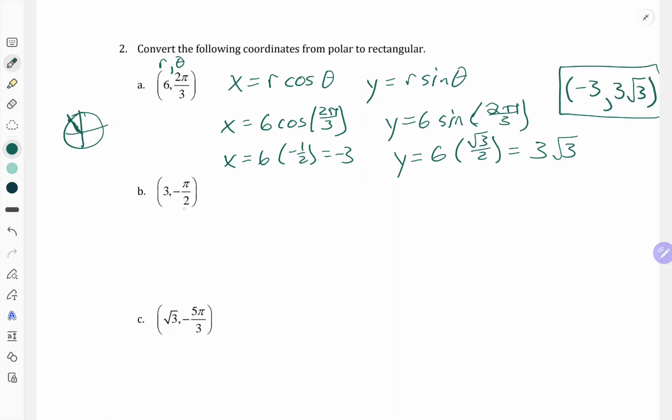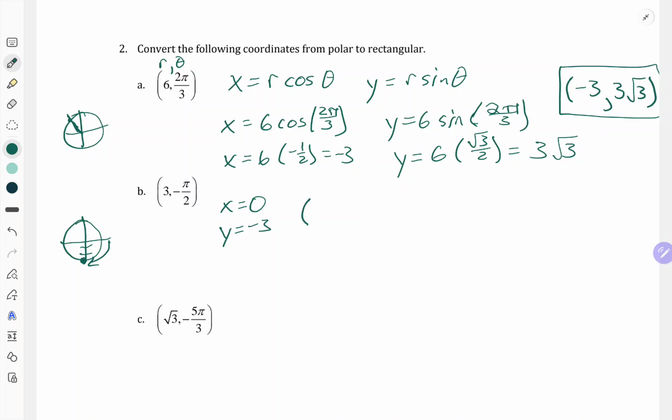If we look at this one, 3 and negative pi over 2, right? Negative pi over 2 is my angle, which is down this way. And we're going to go 3 units out down here. This one, you could use the formulas. You could also just think about, if I went 1, 2, 3 units down in that direction, where would the x and y be? So x is 0, right? I'm on the y-axis, not moving anywhere. And the y would just go down 3 units, so y would be negative 3, and that's it.